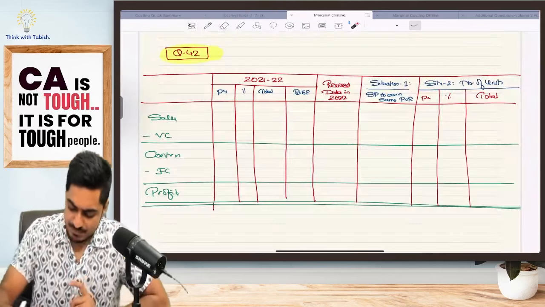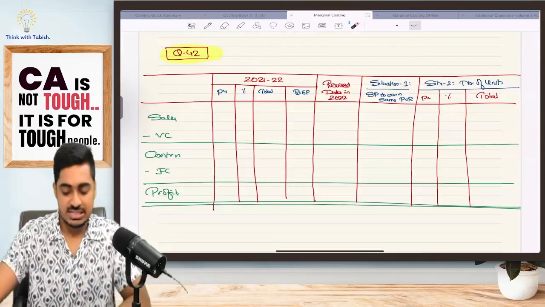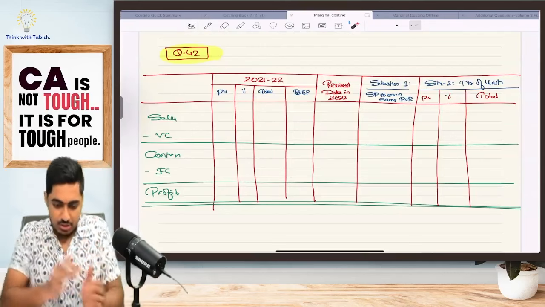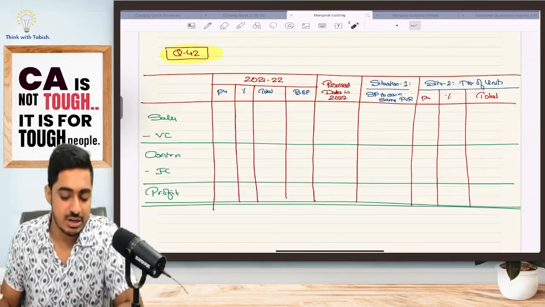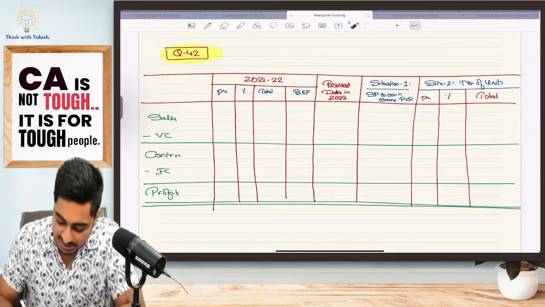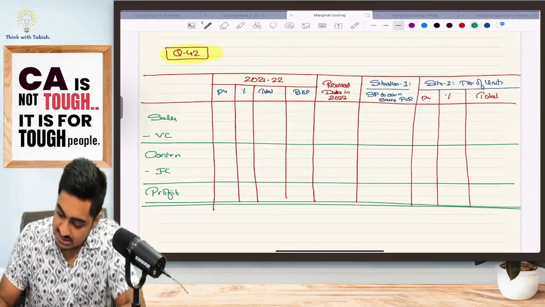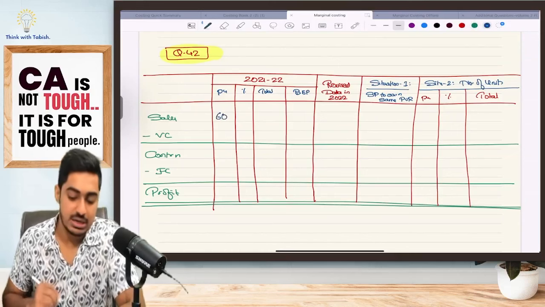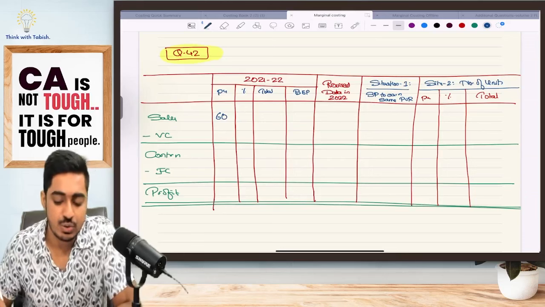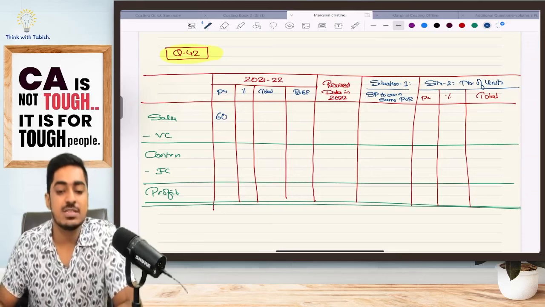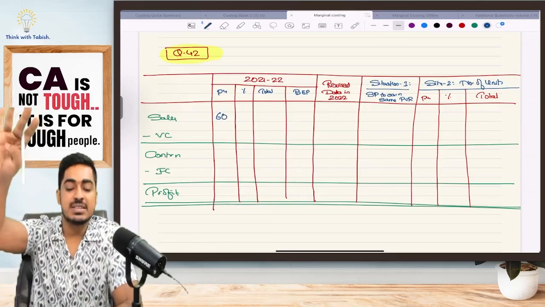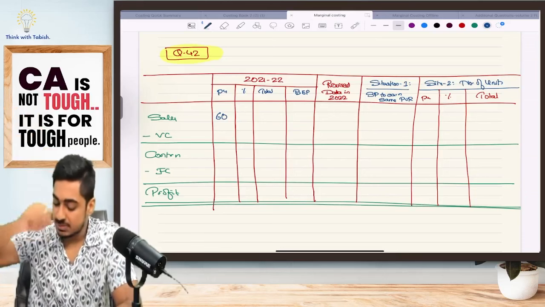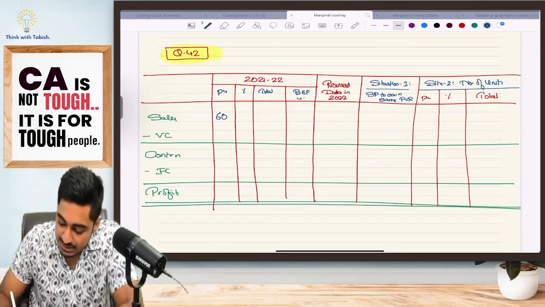Pay attention. Simple it is going. The question has given me information of 2 years, 21-22 and 22-23. For 21-22, let me write down what the question is trying to tell me. The company sells its product at 60 per unit. Okay, great. In 21-22, the company operated at a margin of safety of 40%. That means how much percentage is BEP? BEP is 60%. Yes or no, everyone?